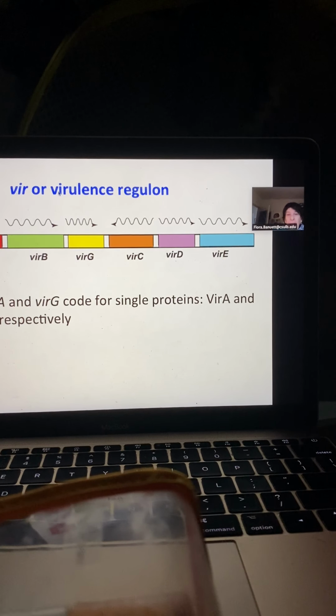So virA and virG code for a single protein each. So there is a single gene here, and this is a single gene. And these are two very important proteins. virB, virC, virD, and virE are operons. Therefore, they have more than one gene, at least two genes, to make an operon. And as we will see, virB contains many genes.